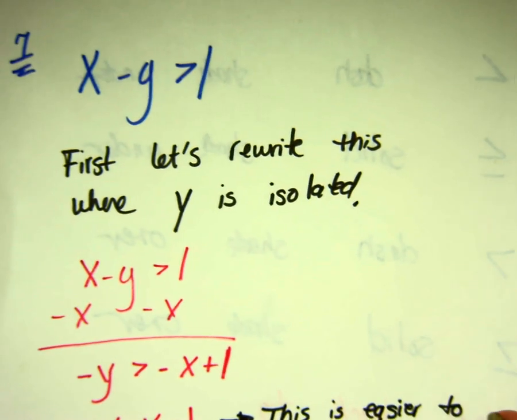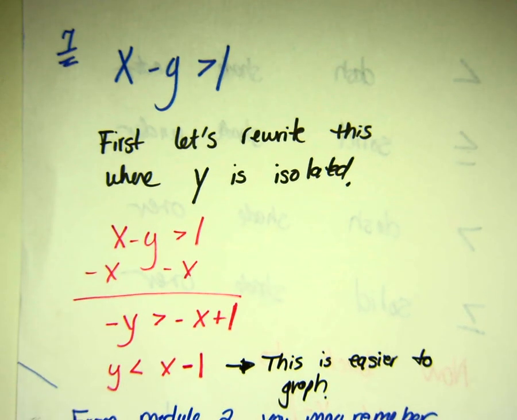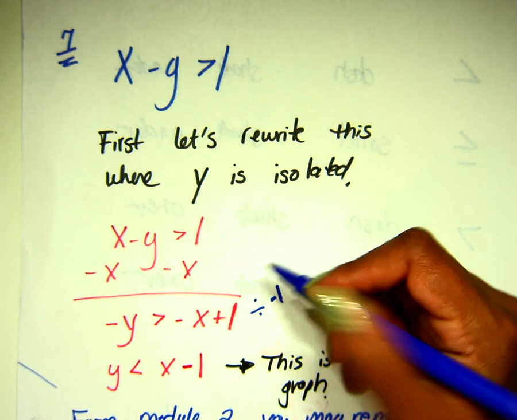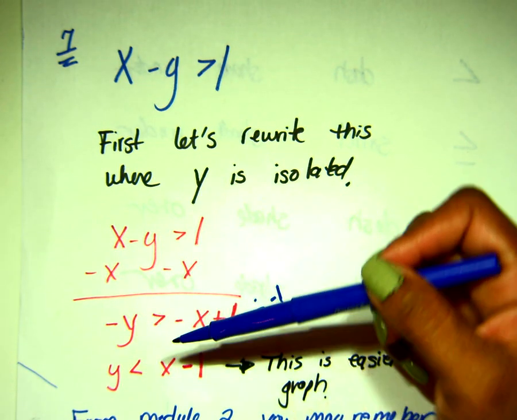So here's your inequality. One of the first things that we're going to do is rewrite it where y is completely isolated. The reason why we want to do this is because it makes the graph a little bit easier. So notice how I subtracted x from both sides. Bring down -y. And you got -y greater than -x plus 1. Well, we can't have this right here. Remember when we had to flip our sign? The reason why we had to flip it is because y can't be negative. So just divide everything by -1. So that's what I did right here. Once I did that, it flipped. So now I have y is less than x minus 1.